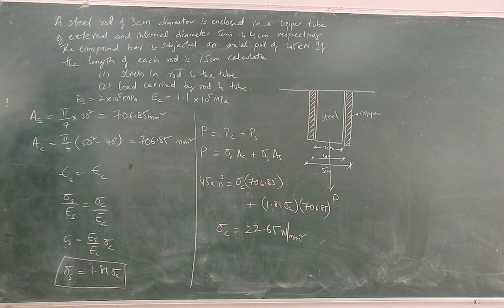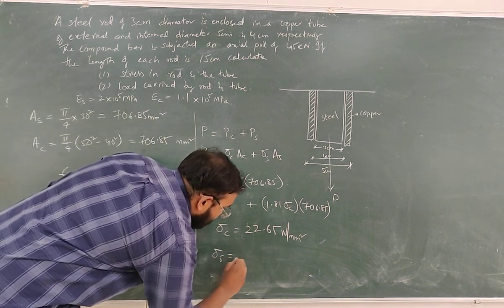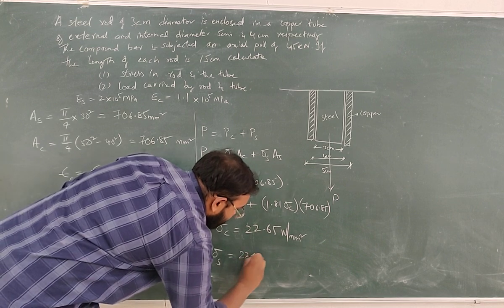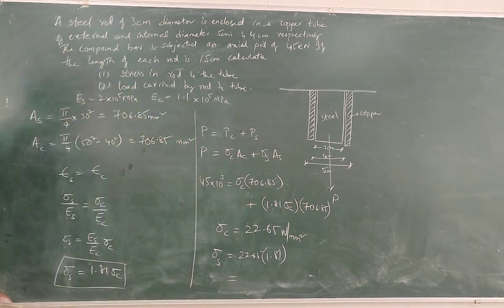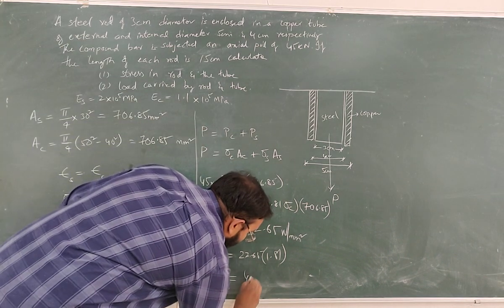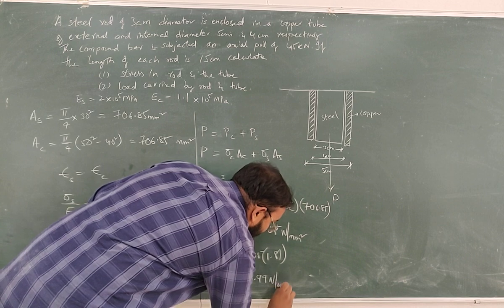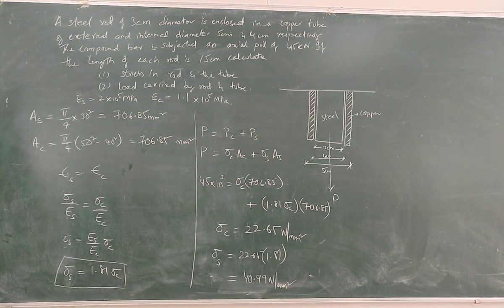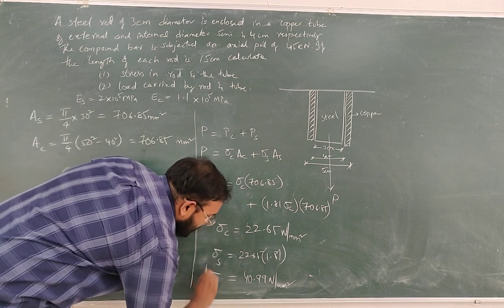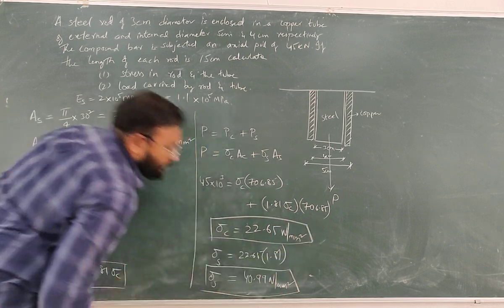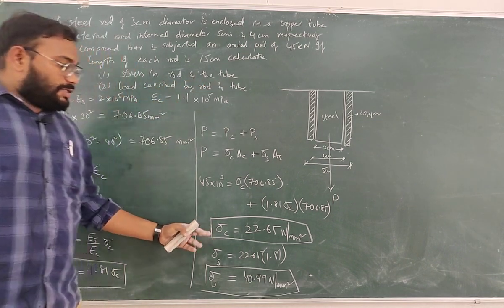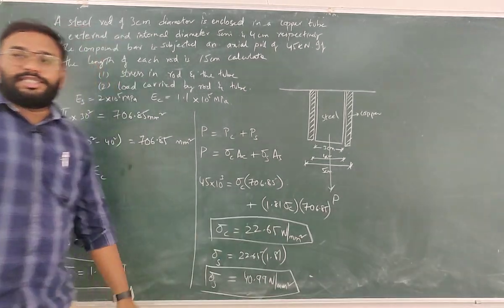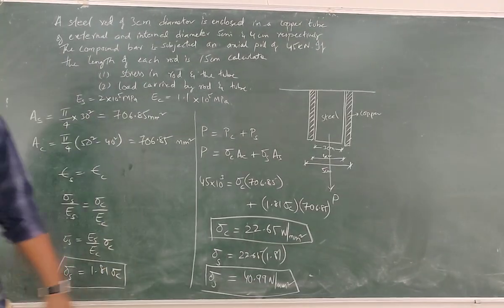Okay. Now, what is sigma s? Sigma s is 22.65 multiplied by 1.81. Tell me what is the answer here? 40.99 Newton per millimeter square. Okay, 40.99 Newton per millimeter square is sigma s. Sigma s and sigma c, stress, the first part is over. Copper tube stress is 22.65 and steel rod stress is 40.99.